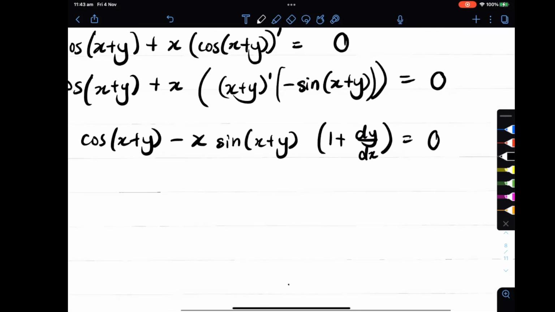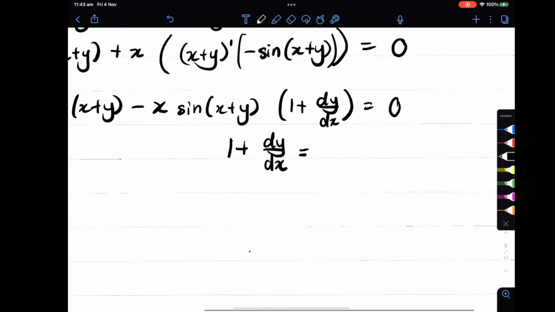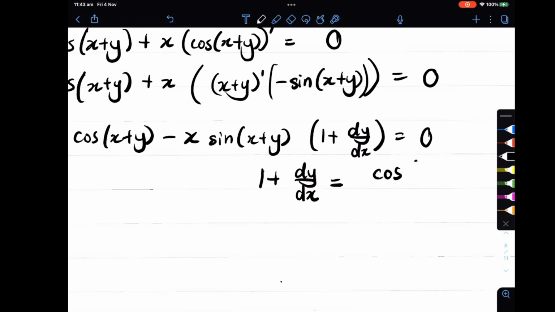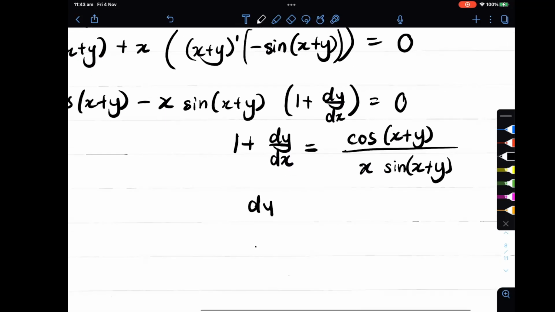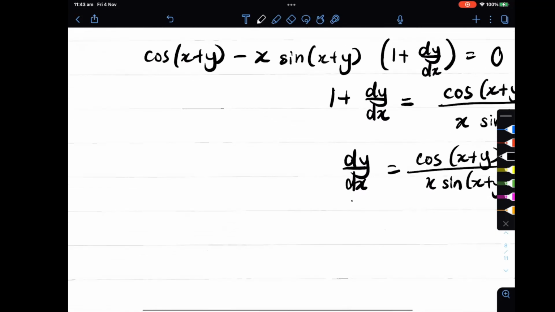So if we want to solve for dy and dx, we can do that. What I've done is you can bring this over to the other side and you can divide this. So we're going to get 1 plus dy and dx is equal to cos x plus y over x sine x plus y. Okay, so dy on dx is equal to cos x plus y over x sine x plus y, minus 1.